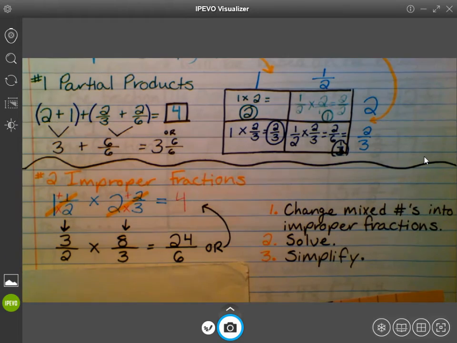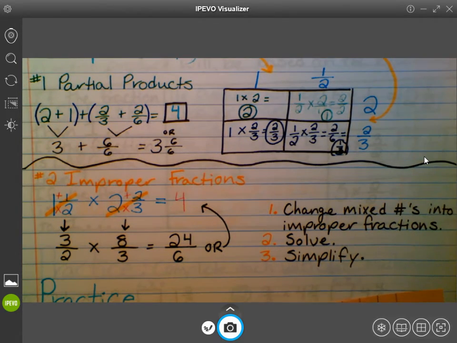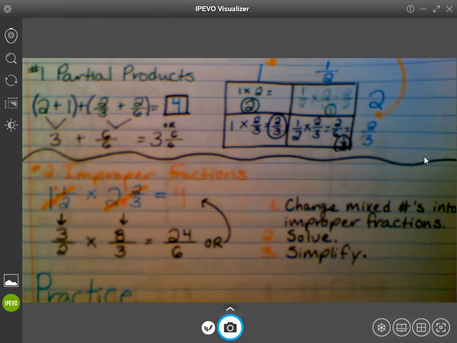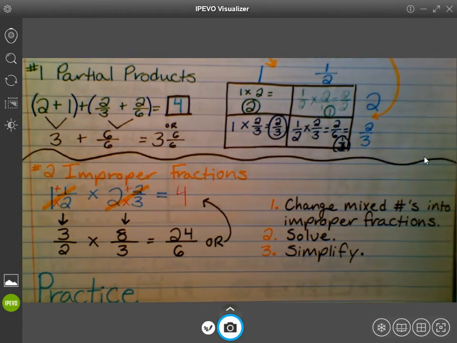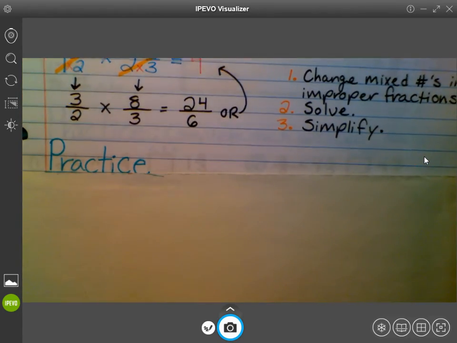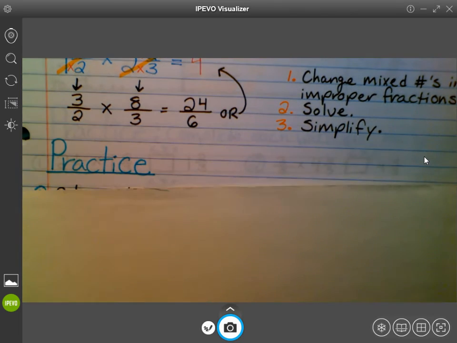Okay, we are going to have a practice section. So go ahead and label your practice section. You might need to go onto the back of your page. How many questions are there? Let me look. There are 4 questions.